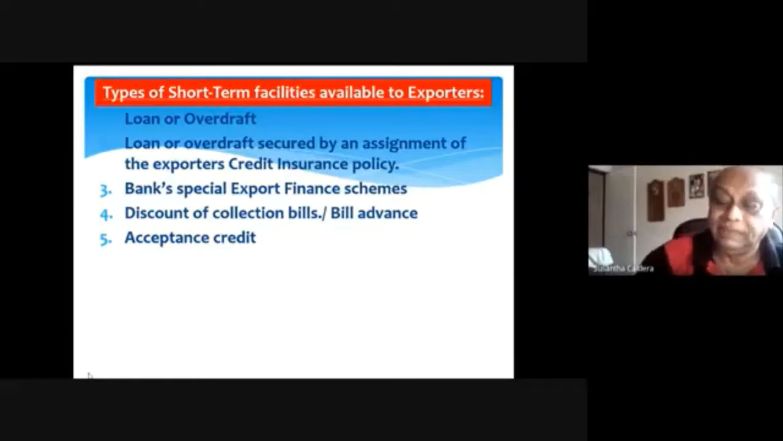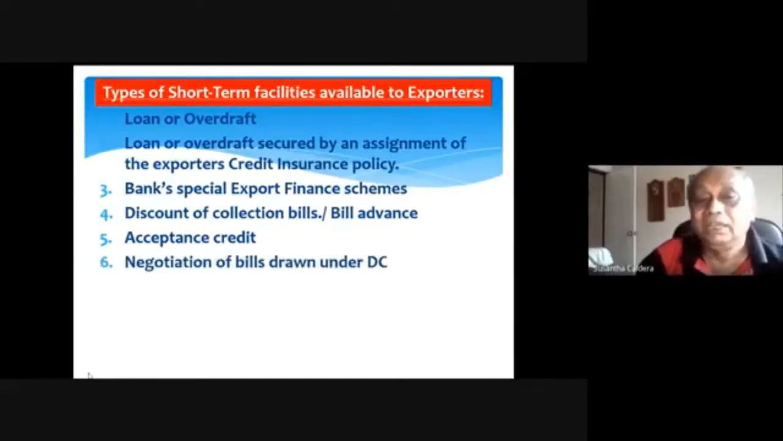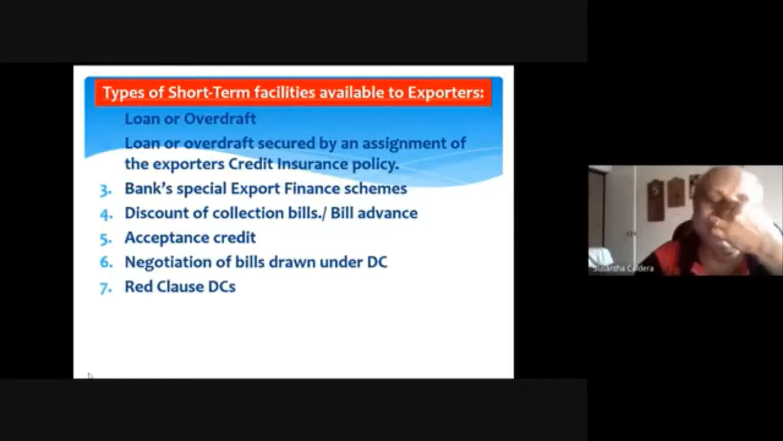Secured. Guaranteed by a bank. Negotiation of bills drawn under this is without recourse to the customer, but that's another short-term finance available to exporters. Retro species, we discuss it.